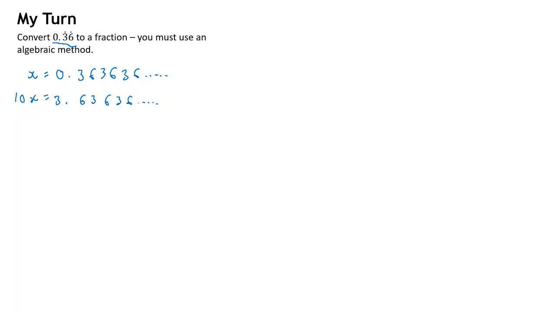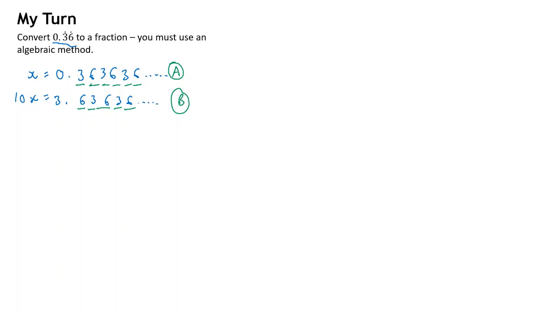Now, we can't just subtract them how they're currently written. And the reason for that is after the decimal point, the numbers are not exactly the same. Can you see after the decimal point, B begins with a 6, whereas A begins with a 3. They're not exactly the same after the decimal point, and they need to be in order to do the subtraction step. So we're going to work out another multiple of 10x.